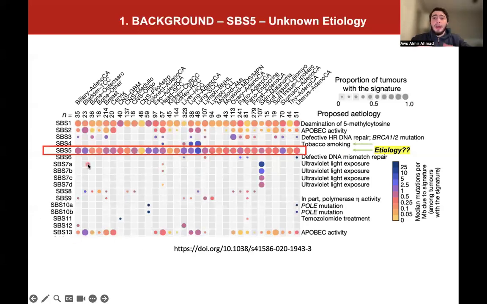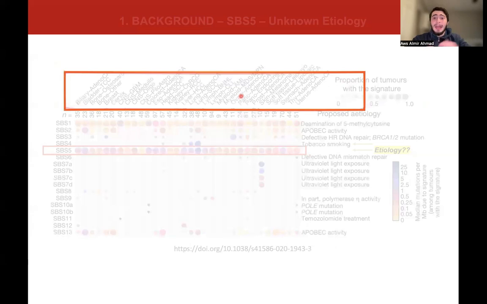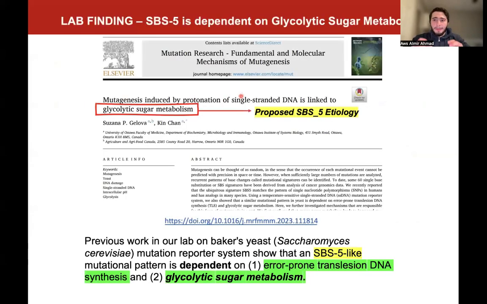As we've just mentioned, the causation behind SBS4 is well defined. However, SBS5, which is one of the most common mutational signatures across different forms of cancer, is still to be well defined. However, our lab might just as well have an answer. Our lab is suggesting glycolytic sugar metabolism to be one of the contributing factors to the SBS5 mutational signature. This was based on yeast experimental data.